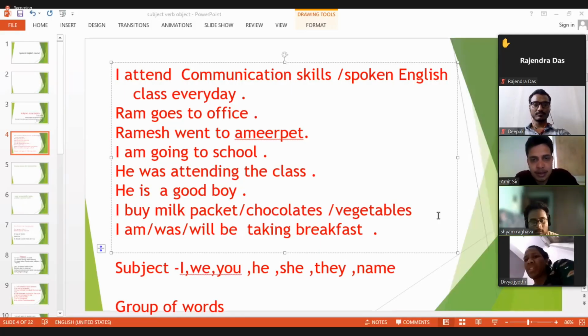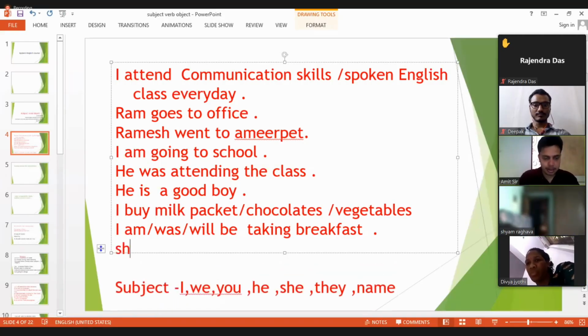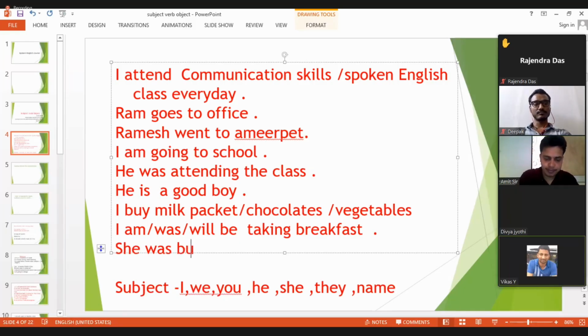Sir, she was buying fruits. Someone has written Amit sir is teaching spoken English course every day. Come again, Divya. She was buying. Okay, let me write. She was. See, whenever you use was or were, and then after that you want to convey some action, then you have to use ing form. He was buying a book.